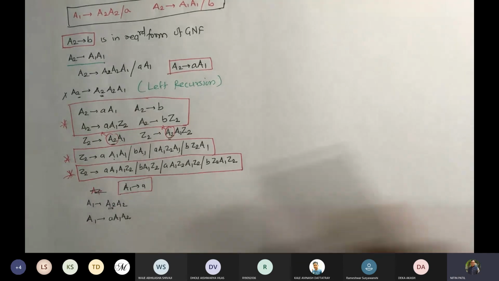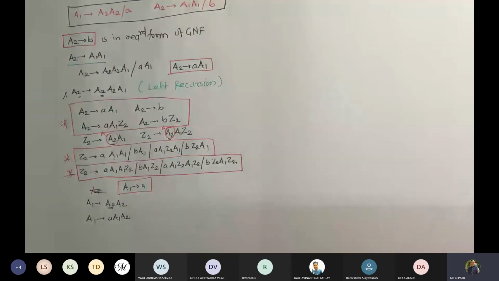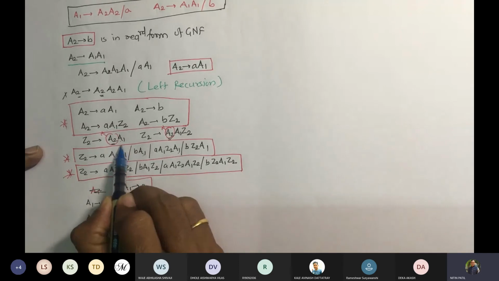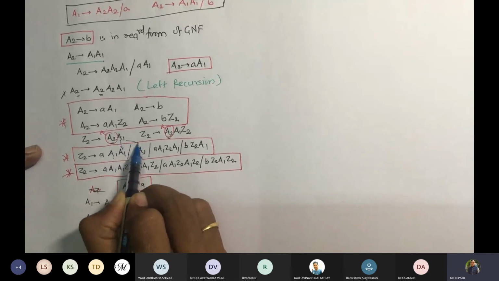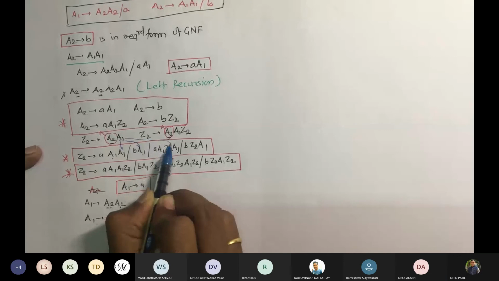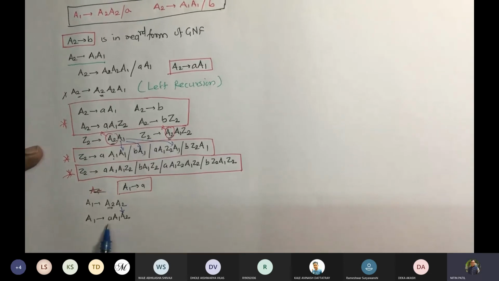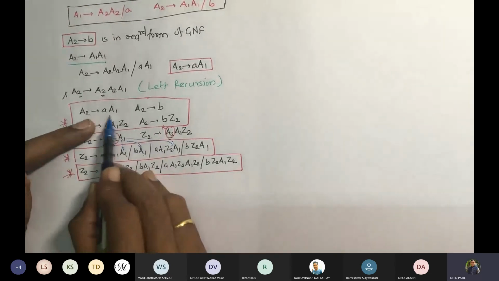Okay, so let me show or mark it for you. So this A1 is kept as it is. In this case also, this A1 is kept as it is. This A1 is kept as it is. Correct. Similarly, we are only replacing this A2 value here.